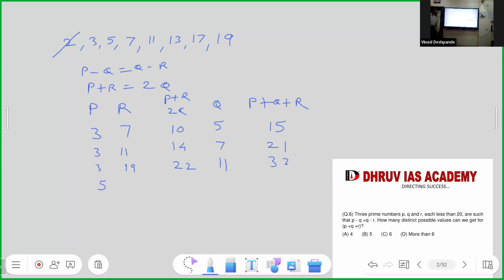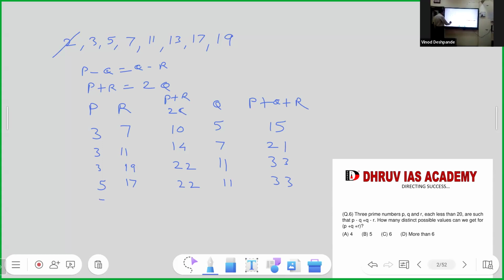5 plus 7 is 12, so Q is 6. 5 plus 11 is 16. 5 plus 13 is 18. 5 plus 17 is 22, so Q is 11, then 33. Then 5 plus 19 gives us 24, but then Q will be 12. Okay, but we want only prime numbers.